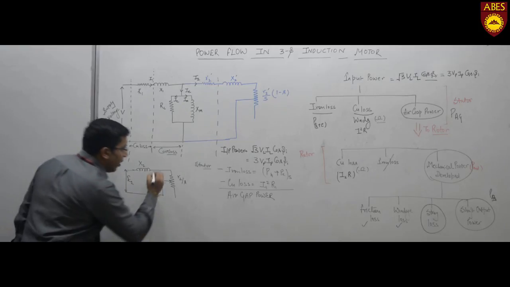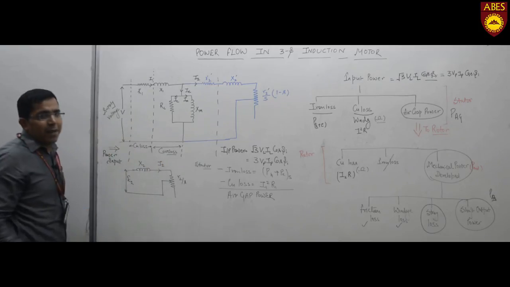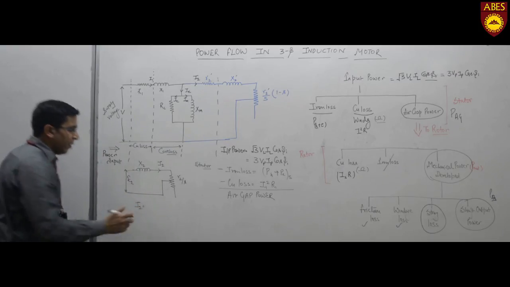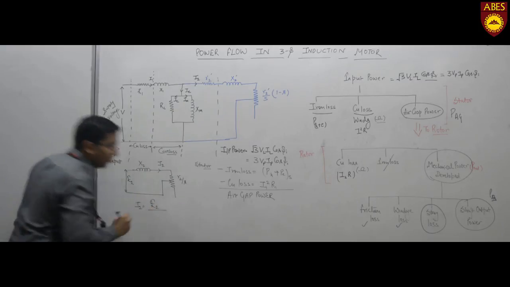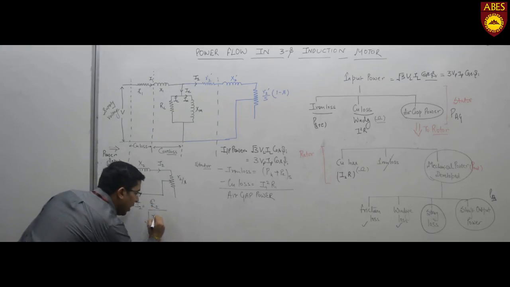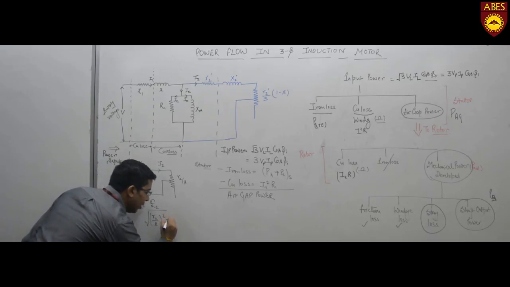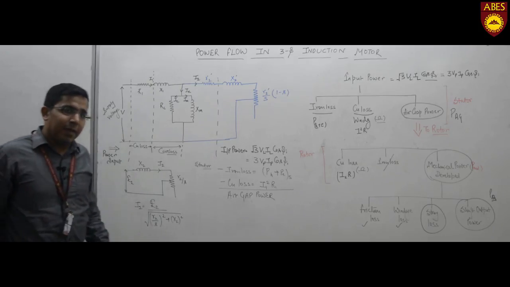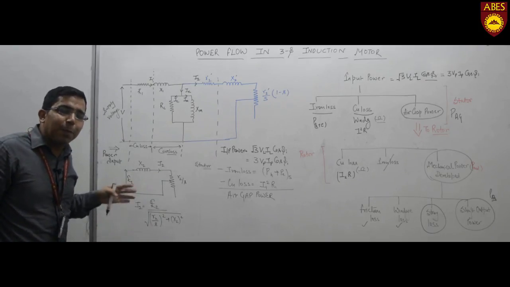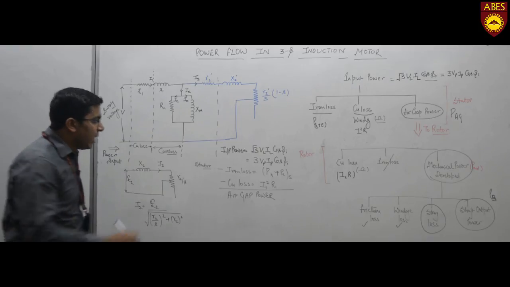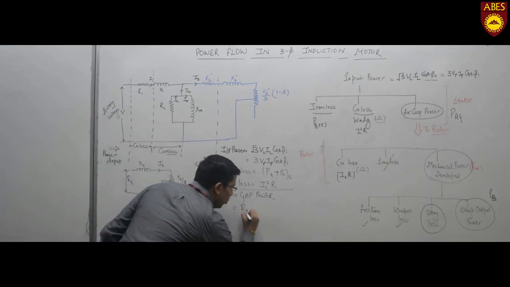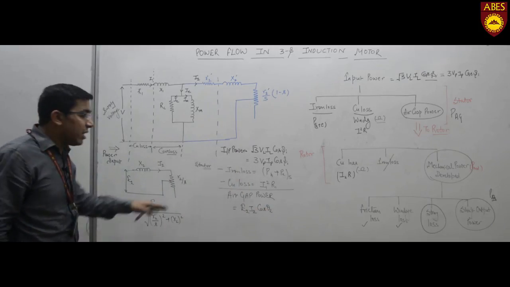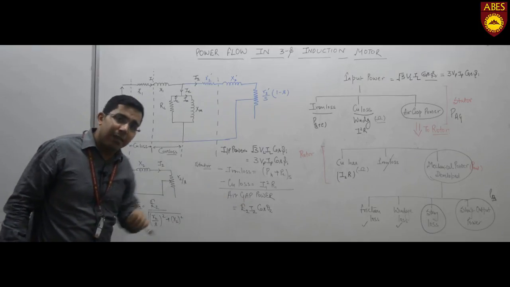That means the current per phase can be given by I2 is equal to E2 upon root of (R2 by S) whole square plus X2 square. That means the air gap power, or the power transferred to the rotor circuit, can be given by E2 I2 cos theta 2. Now this is the power which is transferred to the rotor circuit per phase.